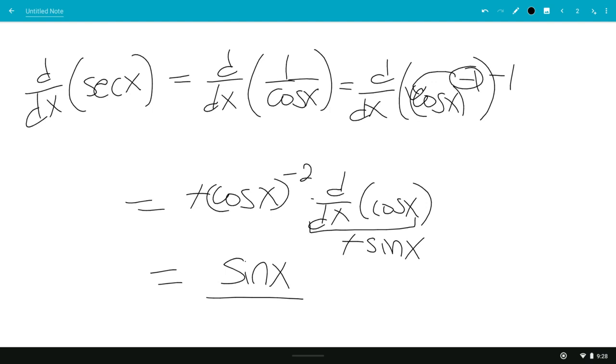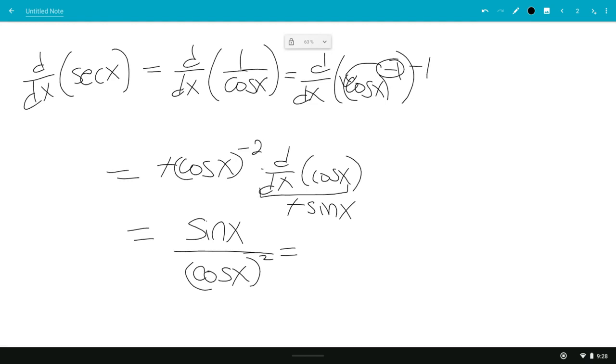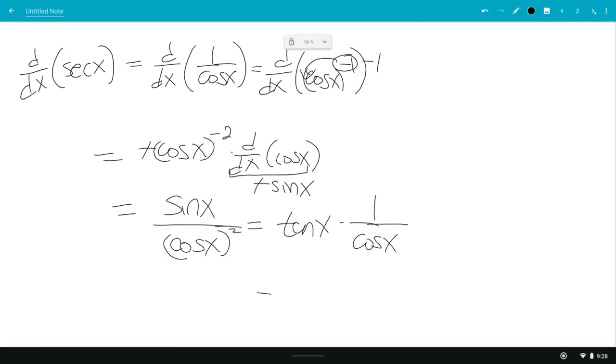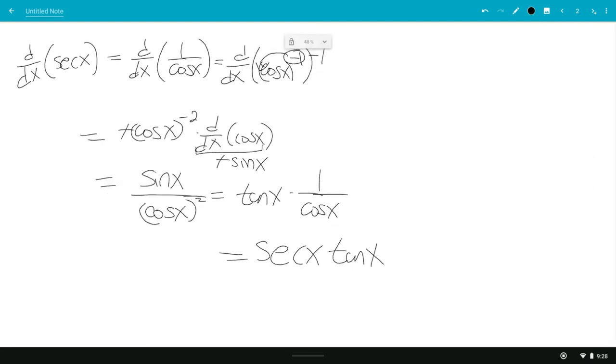Cosine x to the minus 2 is just 1 over cosine squared x. Sine x over cosine x is tangent x, times 1 over cosine x. And 1 over cosine x is secant x. So you have secant x tangent x. So you get that the derivative of secant x is secant x times tangent x.